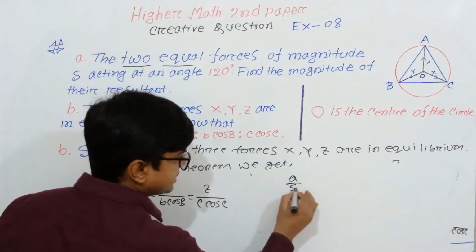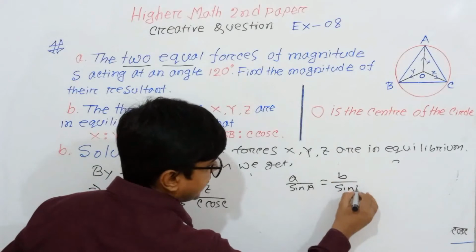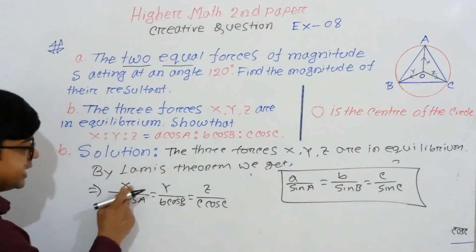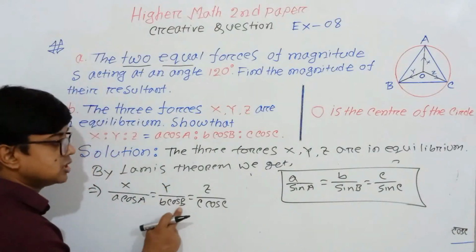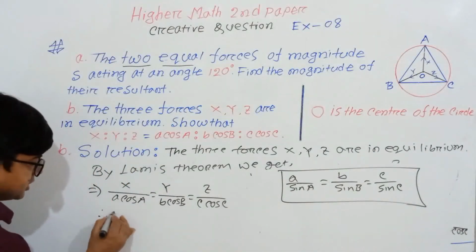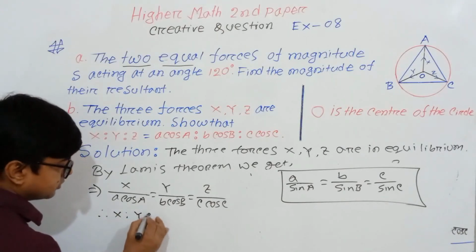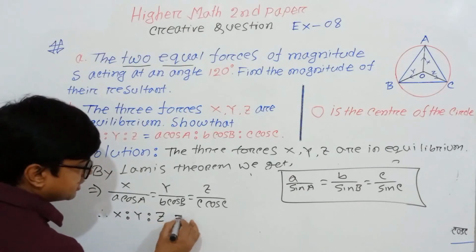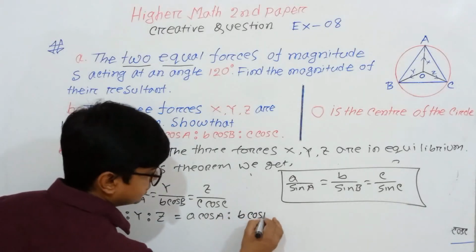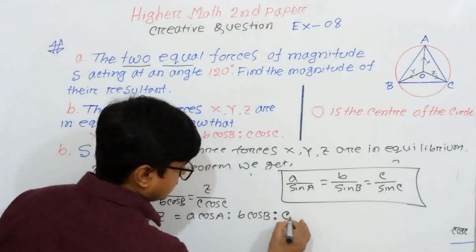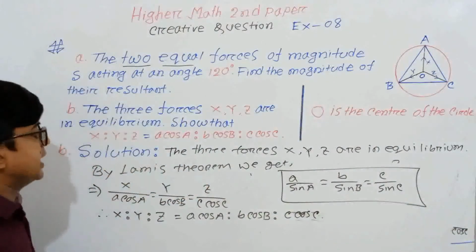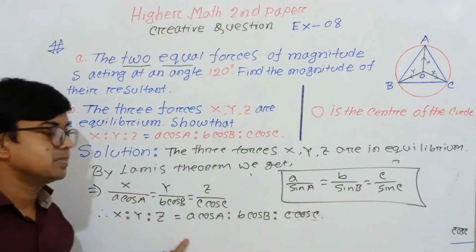here A by sin A equals to B by sin B equals to C by sin C. That's why we can write here x by A cos A equals to y by B cos B, and here z by C cos C. And after this line we can write x is to y is to z equals to A cos A is to B cos B is to C cos C. And this is the required solution of question number B.